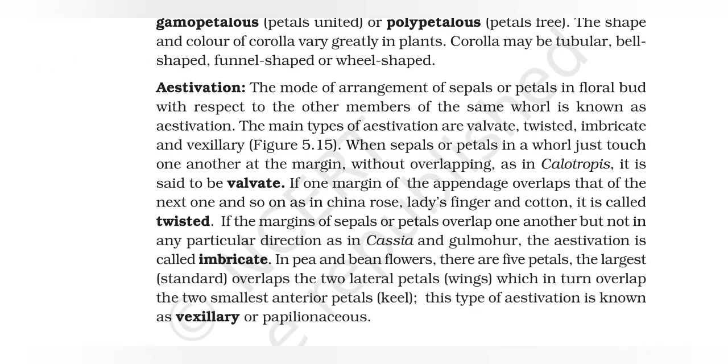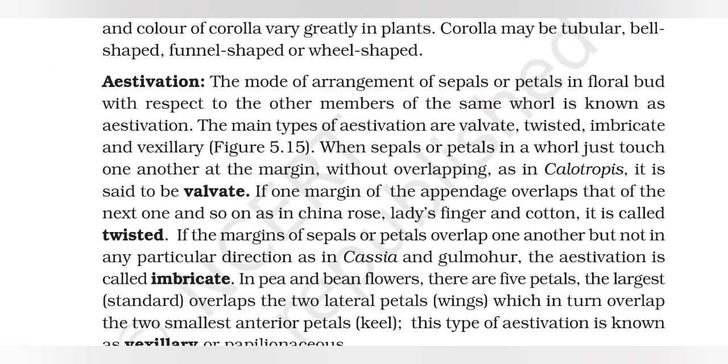Estivation. The mode of arrangement of sepals or petals in flower bud with respect to the other members of the same whorl is known as estivation. The main types of estivation are valvate, twisted, imbricate and vexillary. When sepals or petals in a whorl just touch one another at the margin without overlapping, as in calotropis, it is said to be valvate. If one margin of the appendage overlaps that of the next one and so on, as in China rose, lady's finger and cotton, it is called twisted.